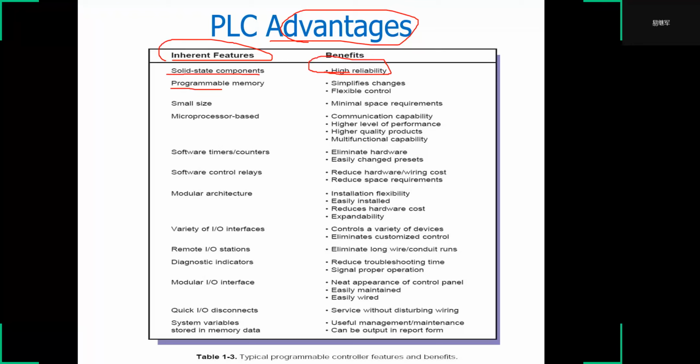Programmable memory simplifies the change. Flexible control: make the program control the process or some industrial environments. We can change the program and change the control. Small size, minimal space requirements.